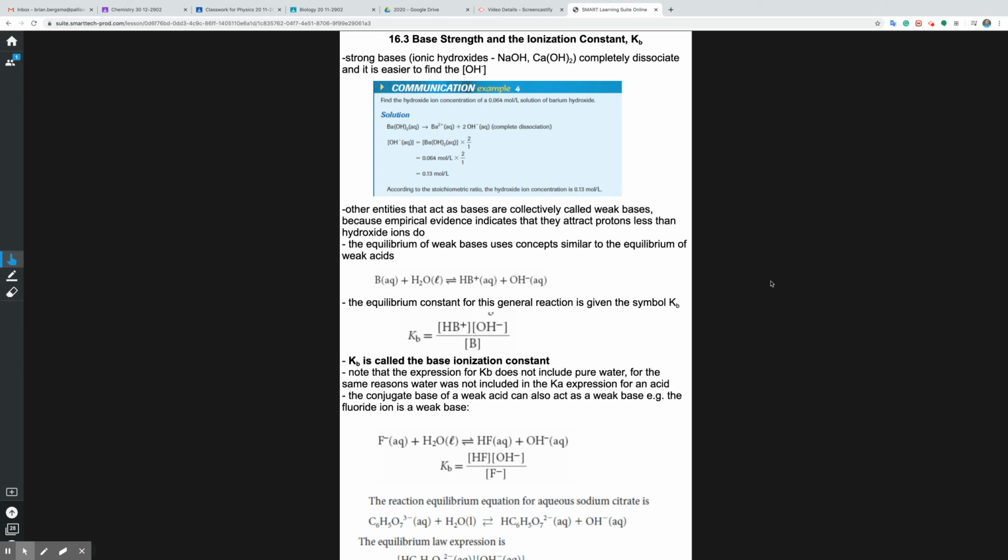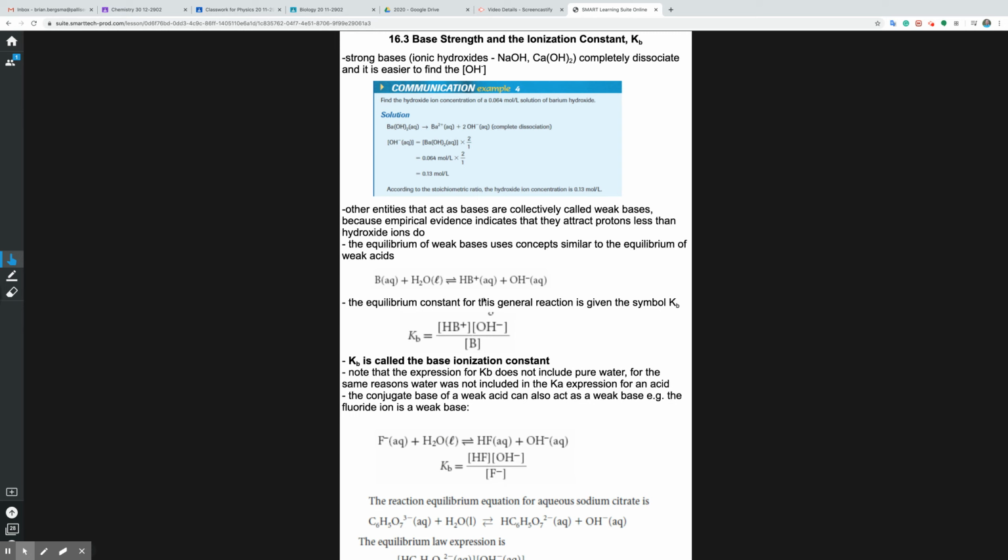Other entities that act as bases are collectively called weak bases because empirical evidence indicates that they attract protons less than hydroxide ions do. So the equilibrium of weak bases uses concepts similar to acids. Really, it's the same as acids, except now we're looking at bases, and it's going to produce hydroxide instead of hydronium. And so for the equilibrium, we have our weak base, which for any weak base is just referred to as B, plus water, which is going to produce our conjugate acid and then hydroxide.